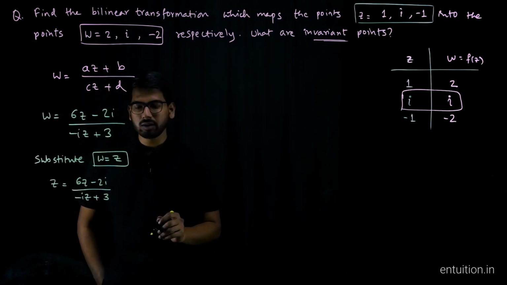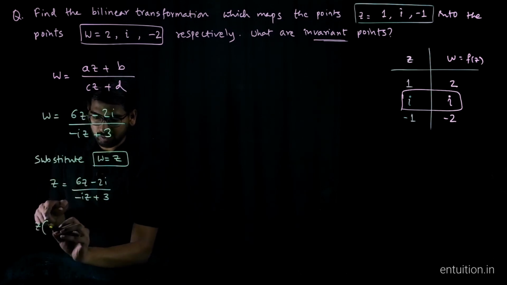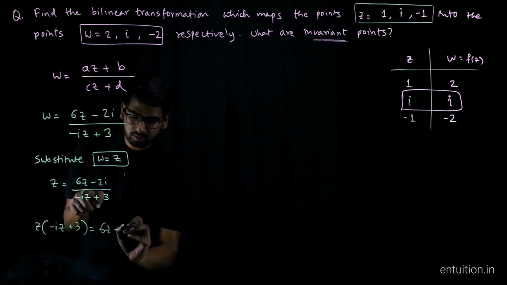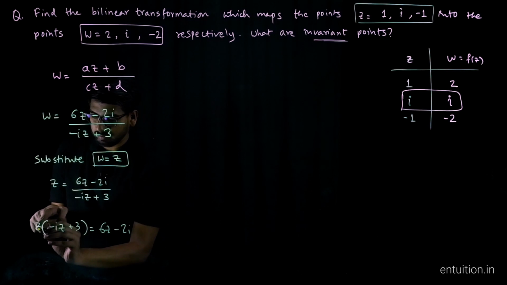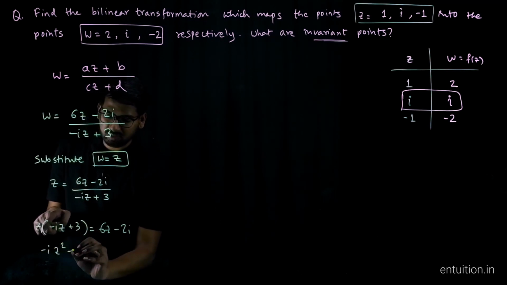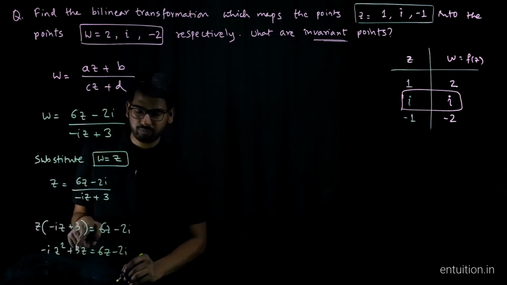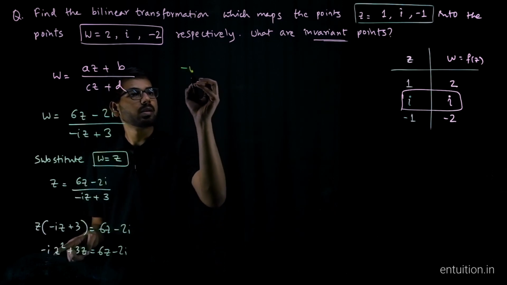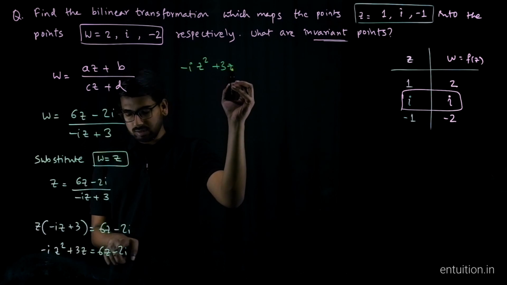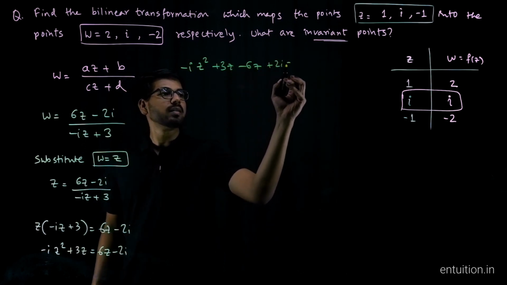So we have substituted w equal to z. So let's send this side. We will get z times (minus iz plus 3) is equal to 6z minus 2i. Okay. It is nothing but z times minus iz is minus i z square, plus z times 3 is 3z, is equal to 6z minus 2i. Okay. Which is nothing but minus i z square plus 3z. If 6z comes inside, it is minus 6z. If minus 2i comes inside, it is plus 2i is equal to 0.